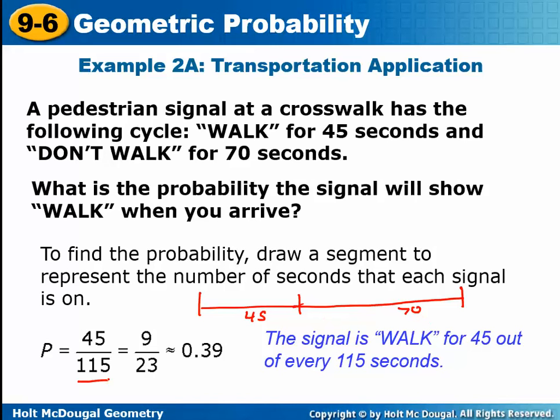The probability that it will be on walk would be the 45, because this is our walk, and this is our don't walk. And then you would take your 45 over 115 and simplify it to its lowest terms. And you could leave it like this, or they change it, this time they change it to a decimal.